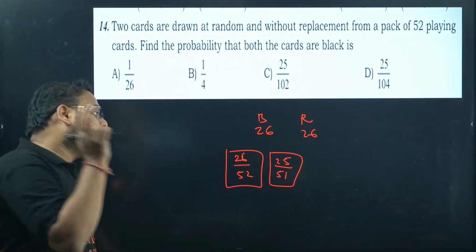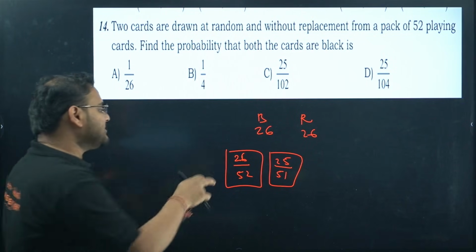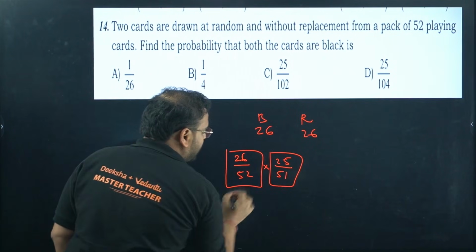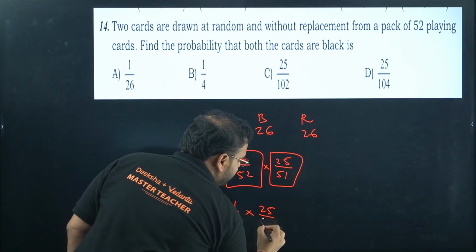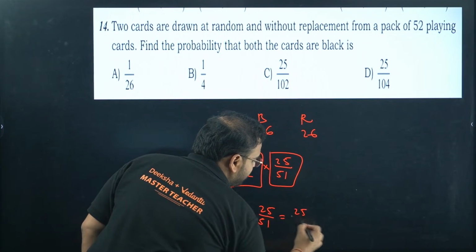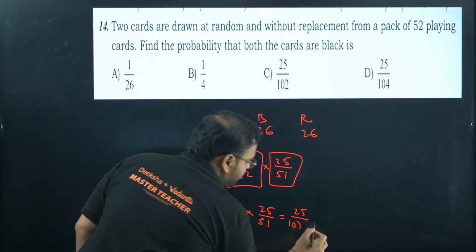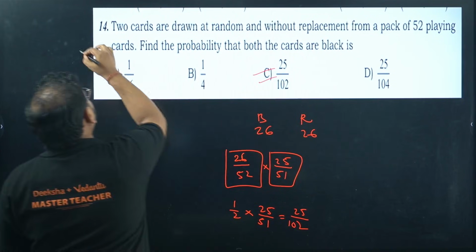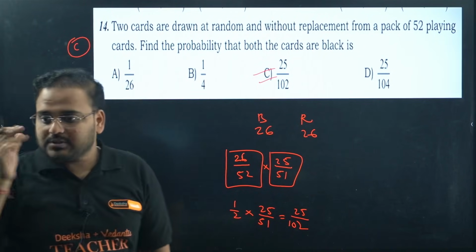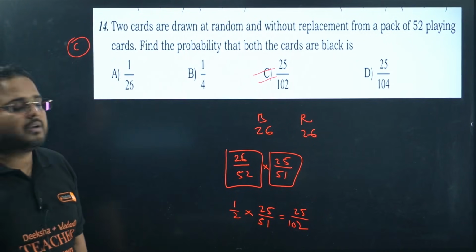I'm trying to make both cards to be black, means it's going to be intersection, means product. So I get 1 by 2 into 25 by 51. Answer is 25 by 102. Option C. Option C is correct. Clear?